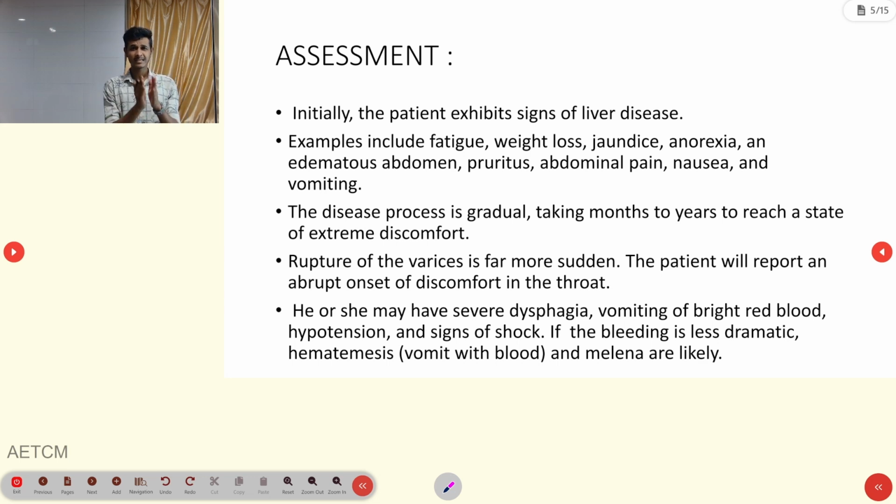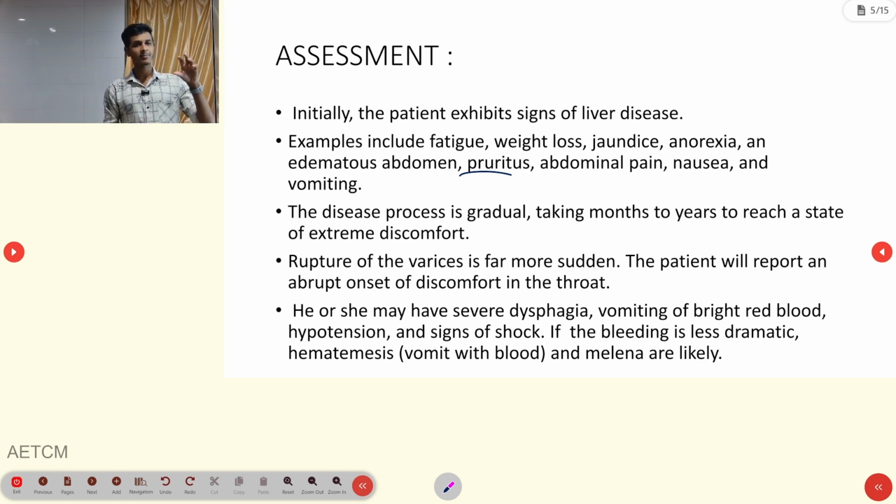So, assessment point-wise, in the initial state of the disease, based on the many causes we mentioned, the person will mainly appear like a liver disease case. Liver disease means we can see elevated bilirubin level, that is jaundice, or weight loss. Fatigue will also be there. Any derangement in the coagulation profile can occur, and edematous abdomen, pruritus, abdominal pain, nausea and vomiting are some clinical features in the initial stage. The progression of the disease takes a little more time, months to years, and the rupture of the varices is far more sudden.